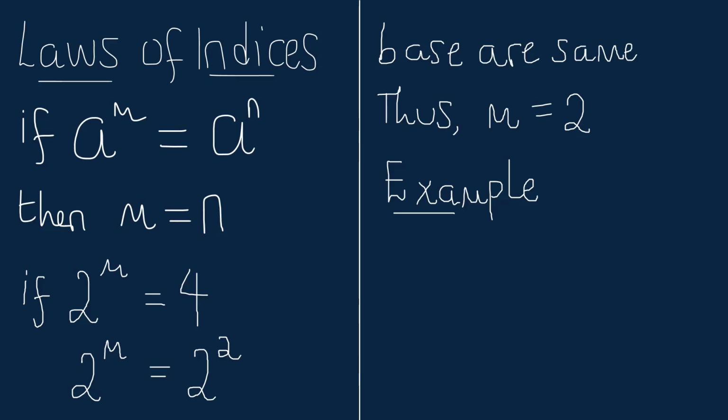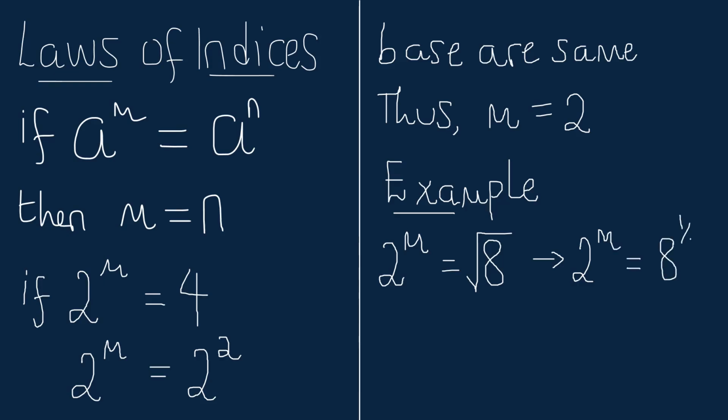Let's quickly consider another example where an index form is compared to a square root or surd form. Modify the terms on both sides of the equation such that base 2 is used on both sides of the equation. The final answer is m equal to 3 divided by 2.